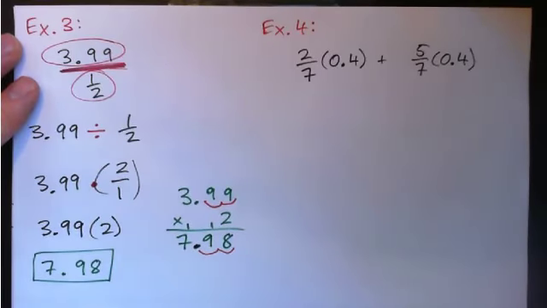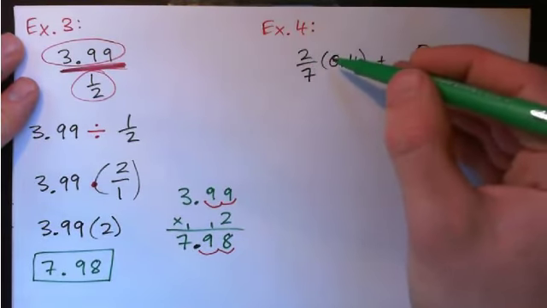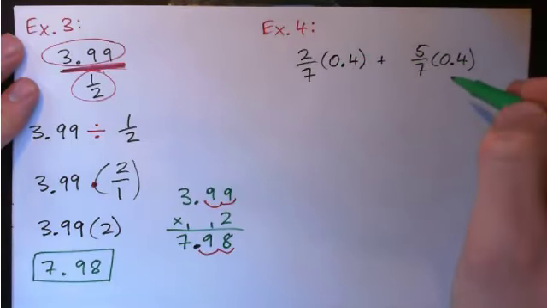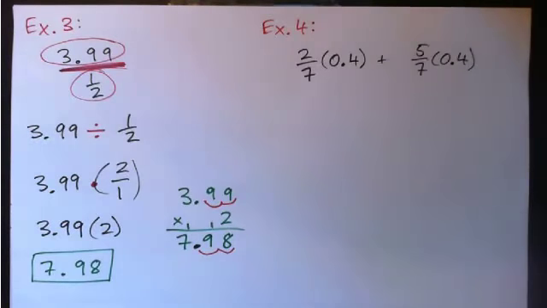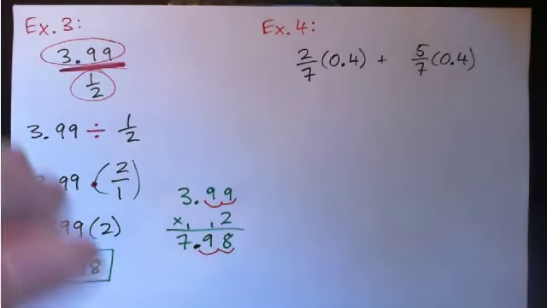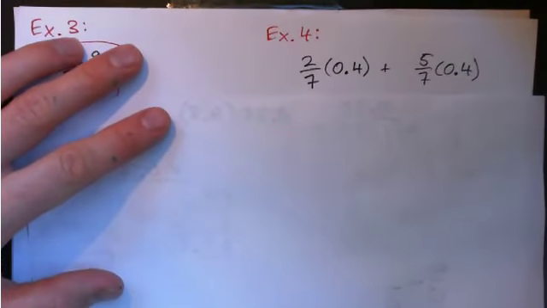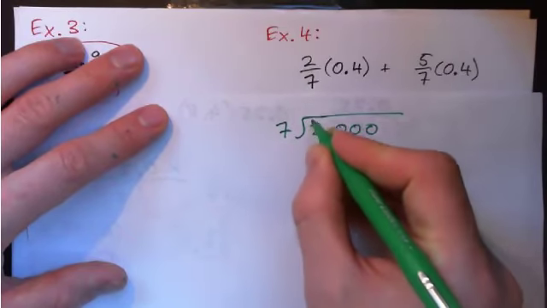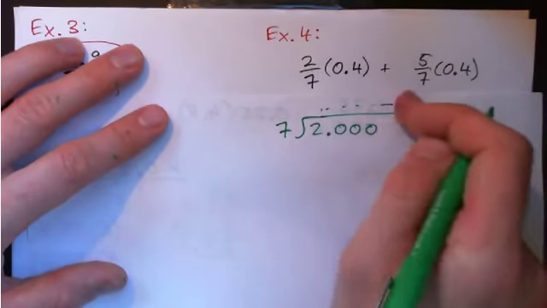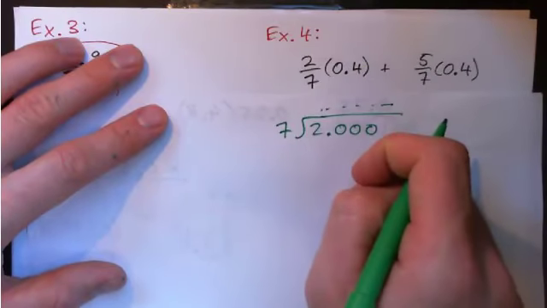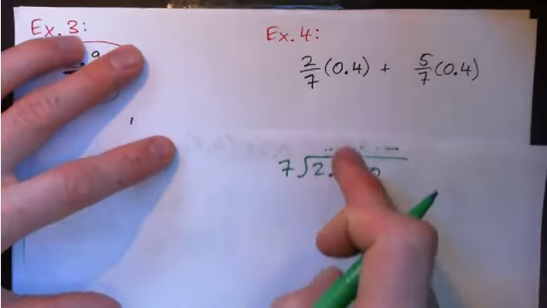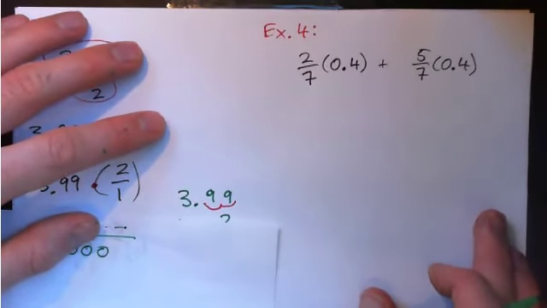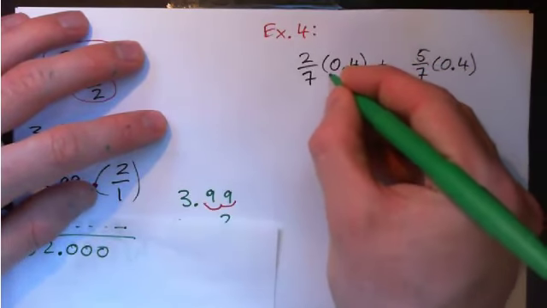Let's have a look at example 4. 2 over 7 times 0.4 plus 5 over 7 times 0.4. If you really wanted to, you could turn 2 sevenths into a decimal. You'd have to go 7 into 2.000. That would take quite a while. Then you could multiply this decimal by 0.4, and then you could calculate this as a decimal and keep going. But an easier way might be to turn the 0.4 into a fraction.